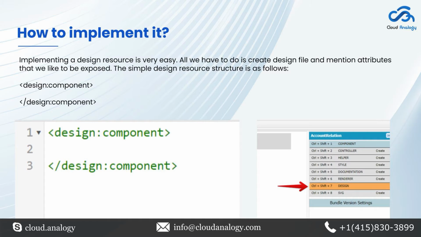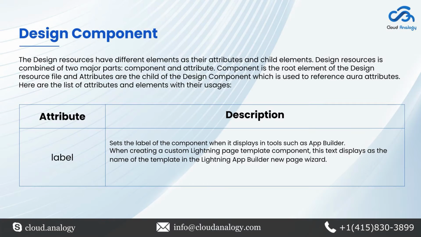By default, it will show the root element of the design file as design component. Now the design attribute element will reside inside this root element. You can also put labels on the design component here, which will show the component name on the Lightning App Builder. This is the label. Let's move to the design component, as design component is a different element with its own attributes and child elements.